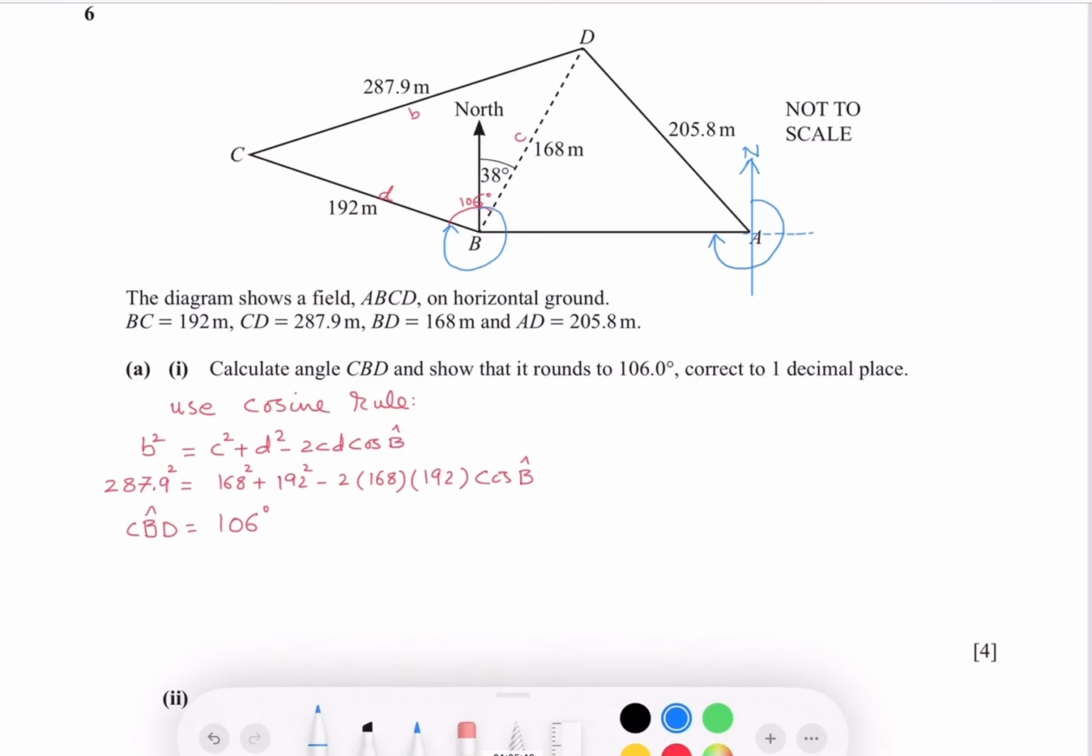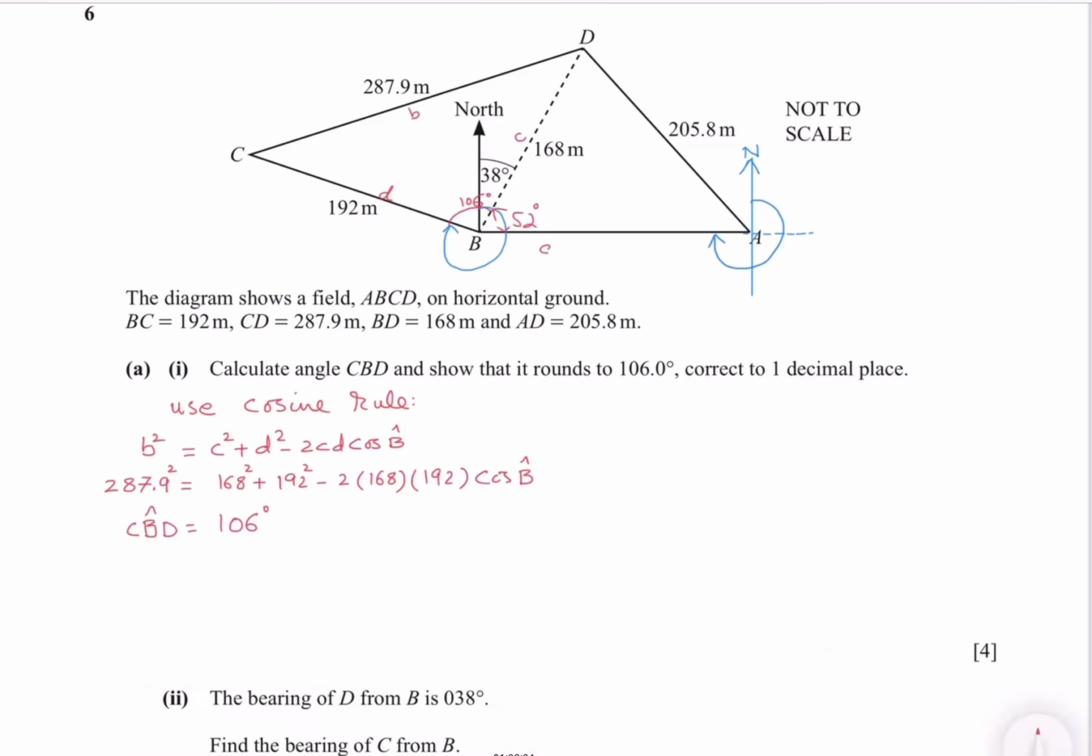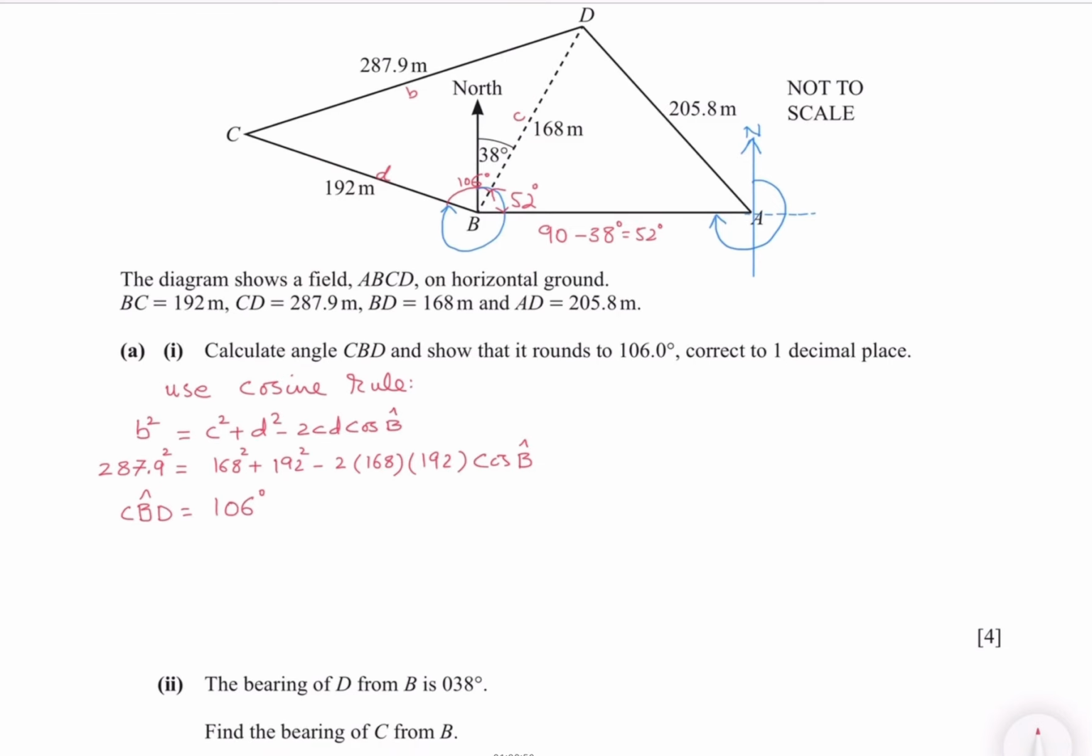So we can use the sine rule for the triangle ABD. This is 52 degrees. Why is it 52? Because we have to subtract 38 from 90, because A is due east of B. So the line north and the line BA make a 90 degree angle. Subtract 38 from 90 and you will get 52, which is angle DBA. Now use the sine rule.